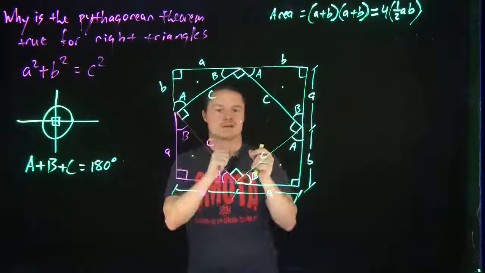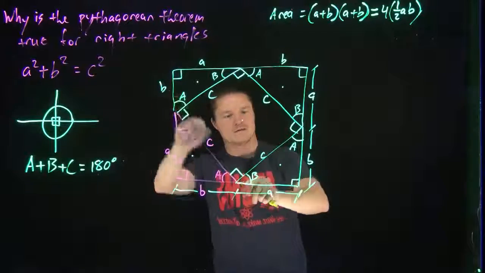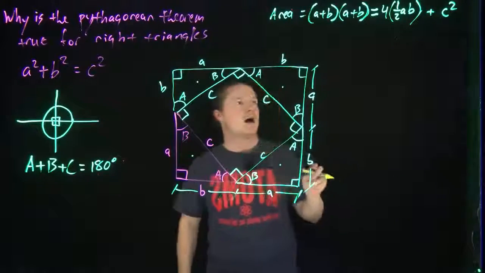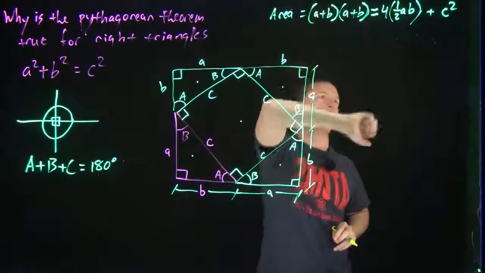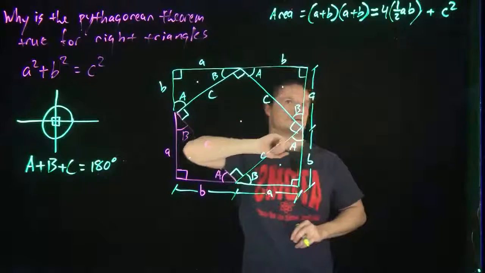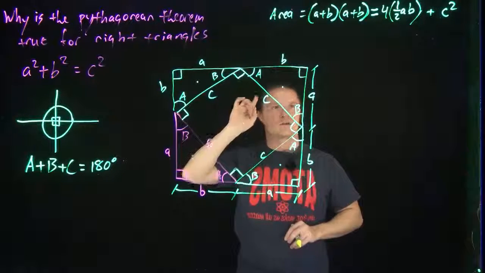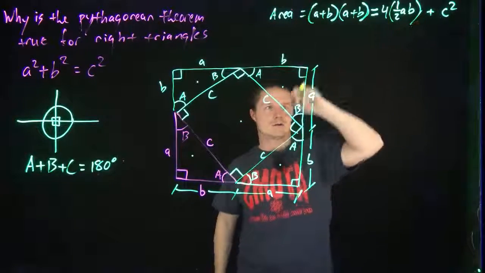What's the area of the square in the center? Well, that's length times width. That's c times c. That's c squared. Now I know the area one way and the area a totally different way. Here you might start to see that something is going to pop out of this area formula.